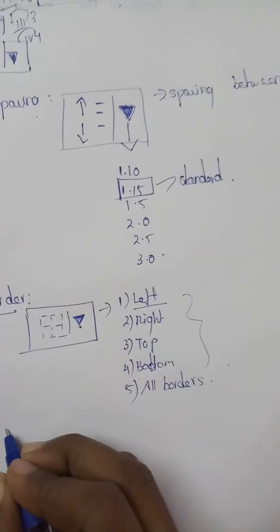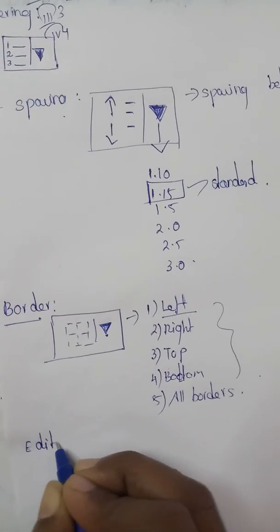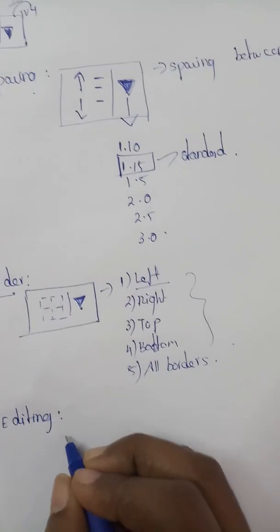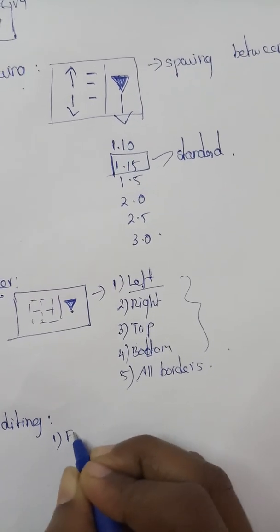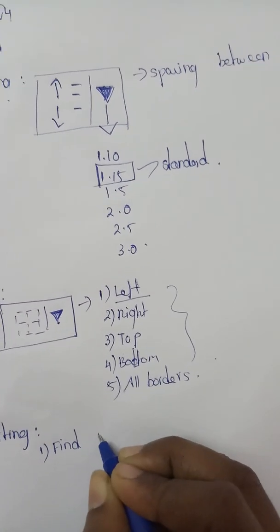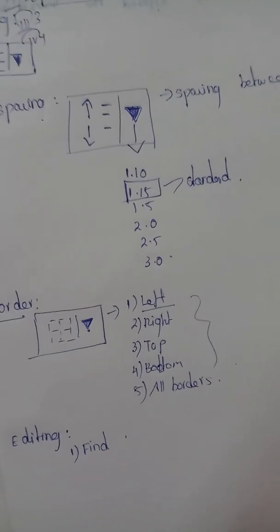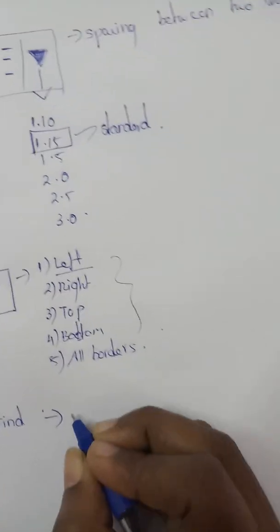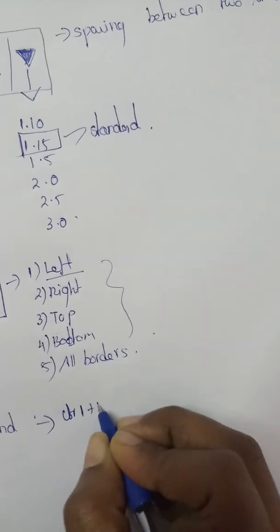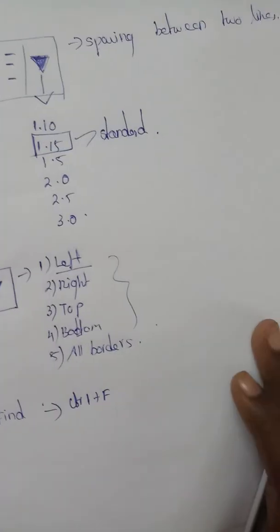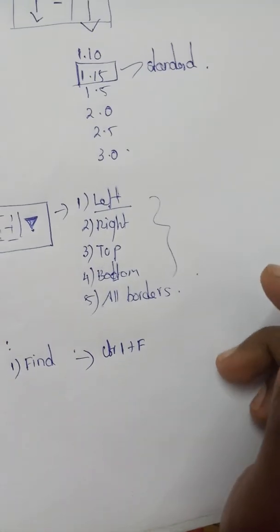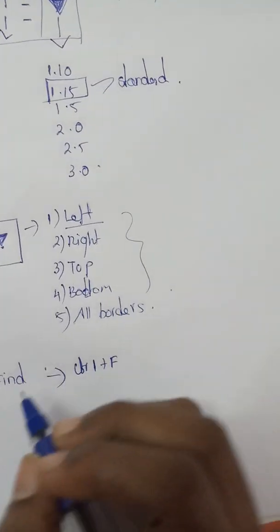Okay, and then the next one is the editing menu. In the editing menu, you have options like, the first one is Find. The shortcut key for find is Ctrl plus F. If you want to find any word, you can use this option.